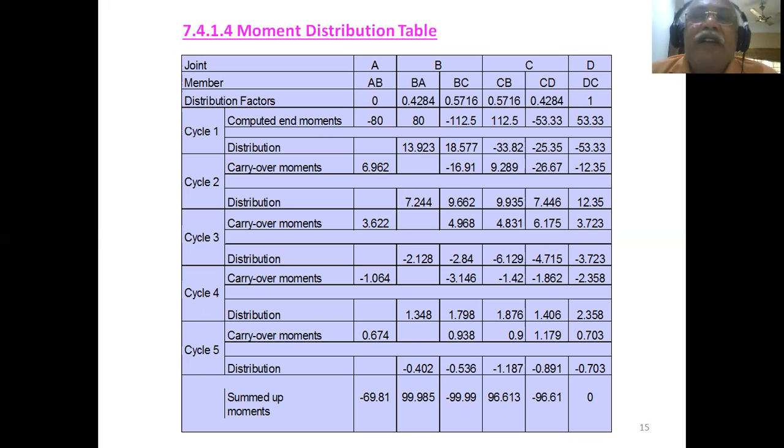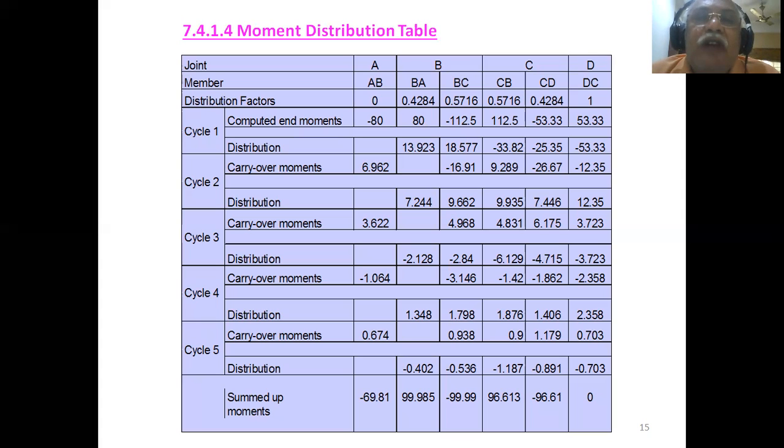Next, friends, first cycle. Here, friends, joint D is simply supported. The moment what we have written is 53.33, and let us write the other fixed end moments: minus 80, plus 18, minus 112.5, plus 112.5, minus 53.33, plus 53.33. Again, friends, okay, this is the first cycle. These are the values we are going to get.